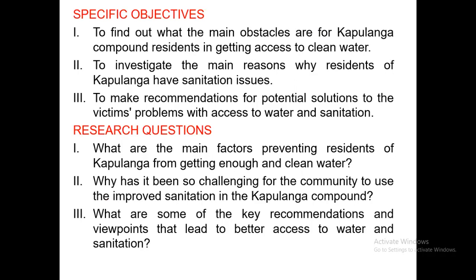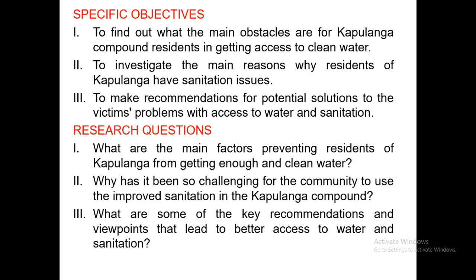So the study used the following specific objectives: to find out what the main obstacles are for Kaplanga compound residents in getting access to clean water; to investigate the main reasons why residents of Kaplanga have sanitation issues; and to make recommendations for potential solutions to the victims' problems with access to water and sanitation.